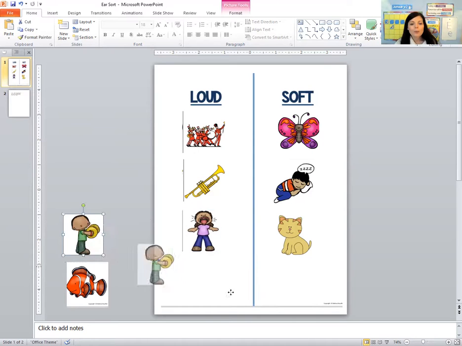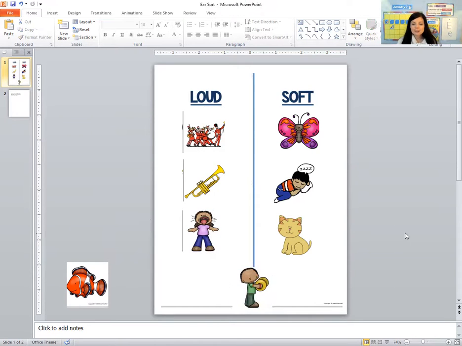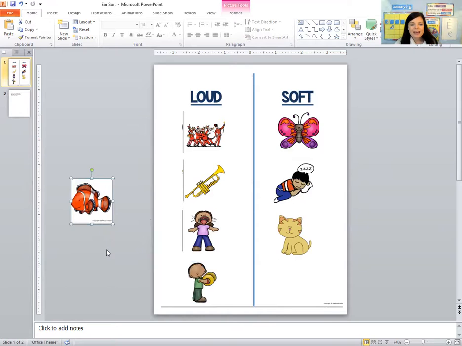What about the boy? He has some cymbals. He's clanging them together. Loud or quiet? Loud. And what about the fish? Is the fish loud or quiet? The fish is quiet. Very nice job sorting.